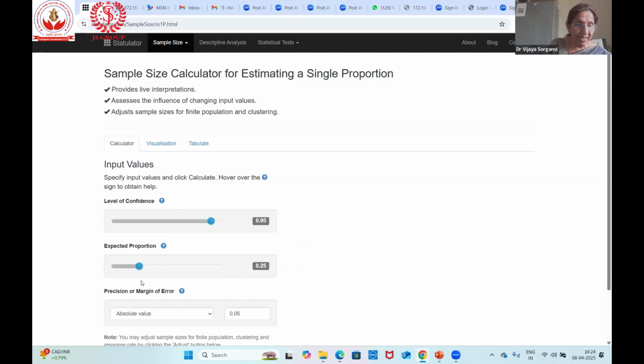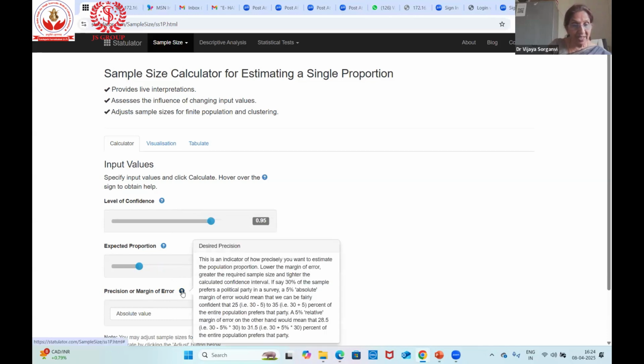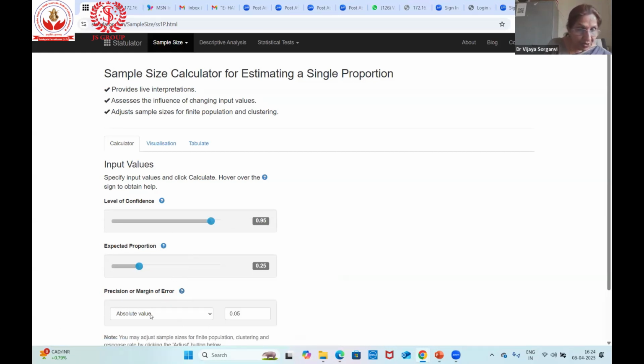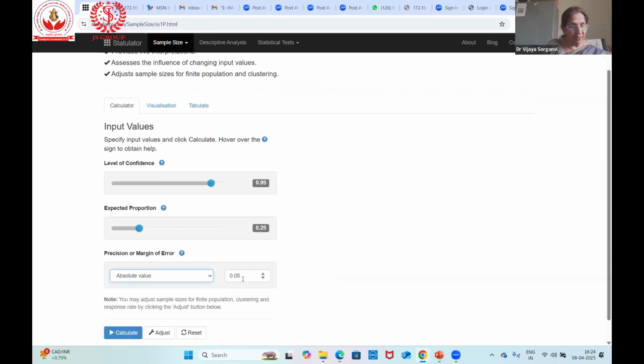Now level of confidence is 95%. Expected proportion is 0.25. And coming to the last one, again, precision or margin of error is there. Its meaning is also there in the question mark. If you click, you will get it. Now, you see this. Here, we again have a drop down menu. Now, default is absolute precision. If you click on that, you will get relative to expected proportion also. So now we will consider only absolute value with 0.05. By default you will get 0.05, which means 5% margin of error. You can increase it like 6%, 7%, or you can decrease to 1%. Okay. So now we considered 5%. So I kept it to 0.05.